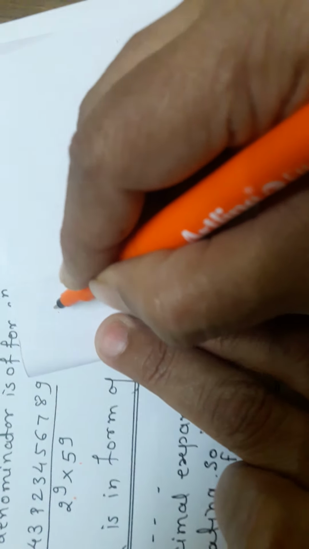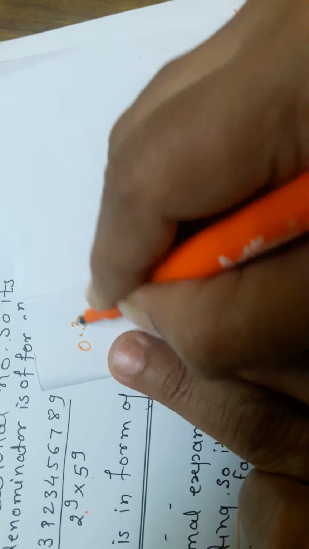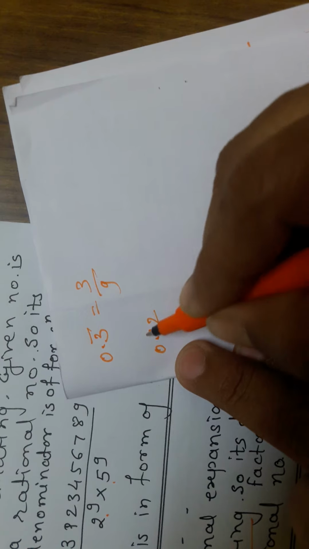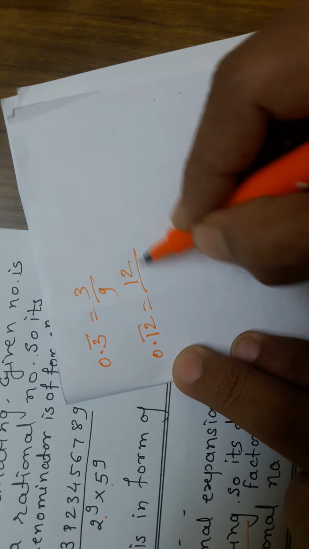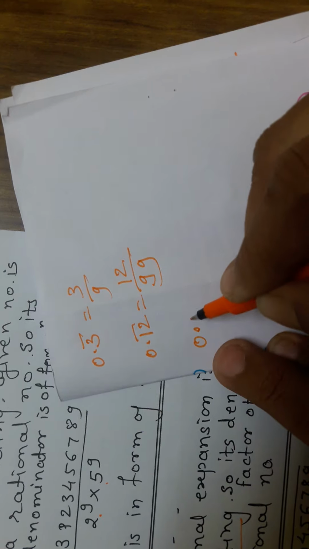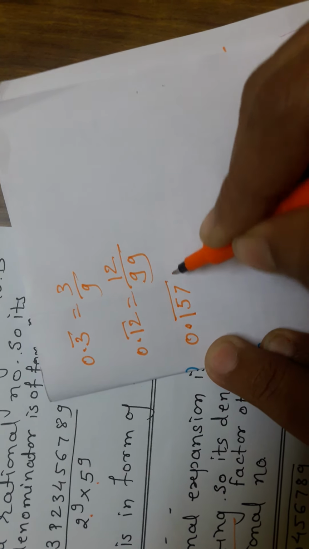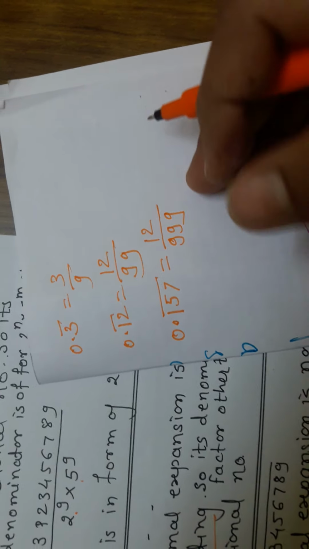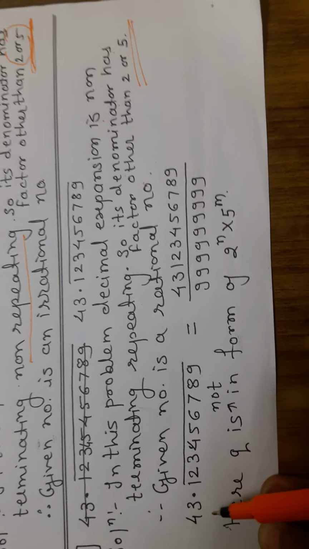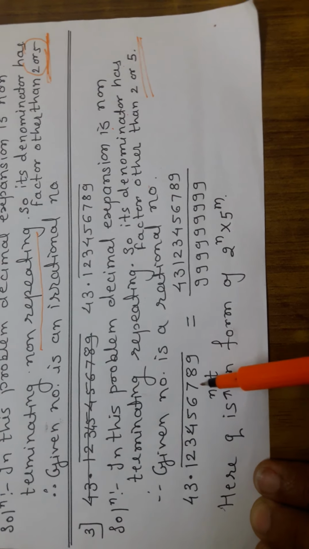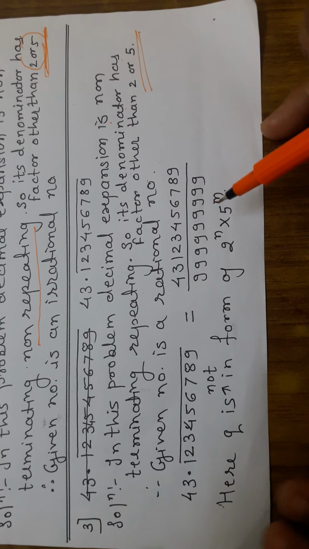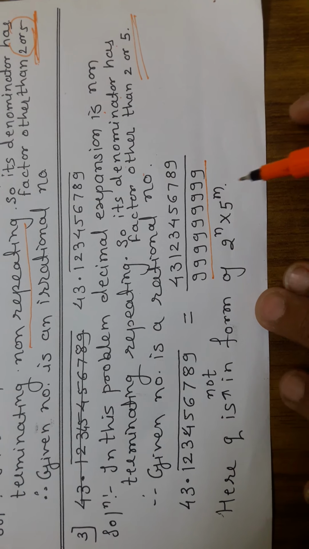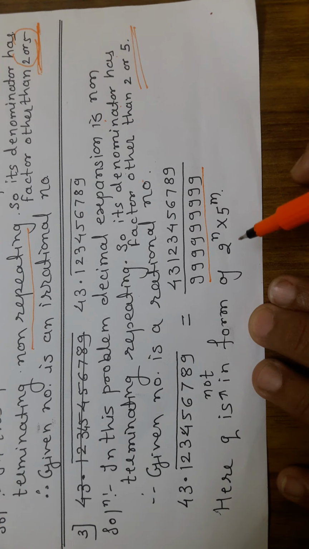Last year we learned that 0.3 bar can be written as 3 by 9. 0.12 bar can be written as 12 upon 99. 0.157 bar, with 3 repeating digits, is 157 upon 999, 3 times 9. Likewise, in this problem, 43.123456789 bar, the denominator we will get is 999999999, nine 9s. It is not 9 raised to the power 9.